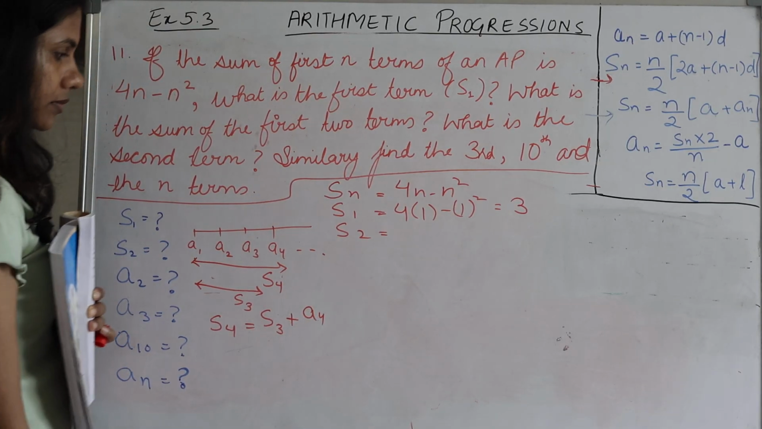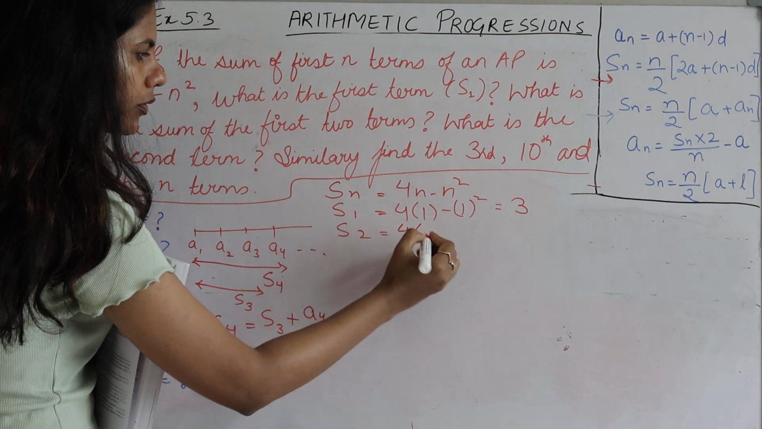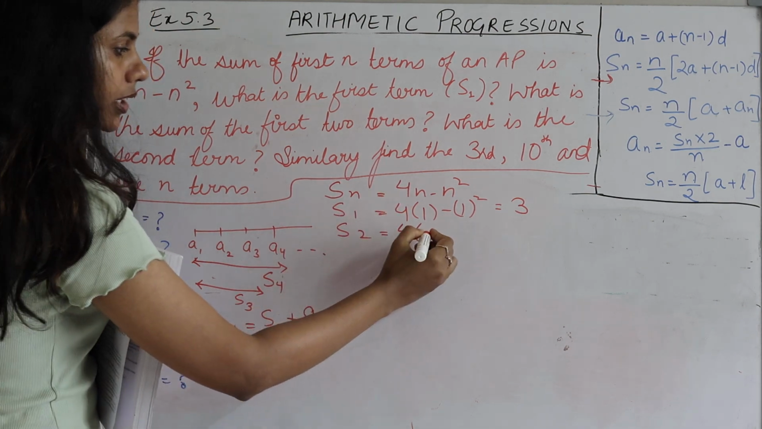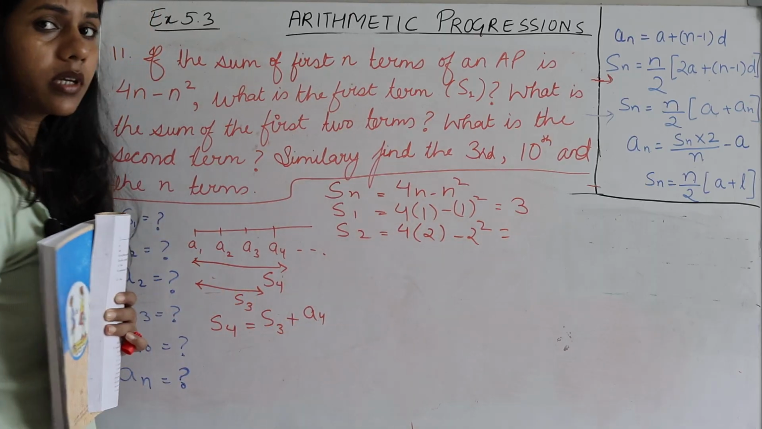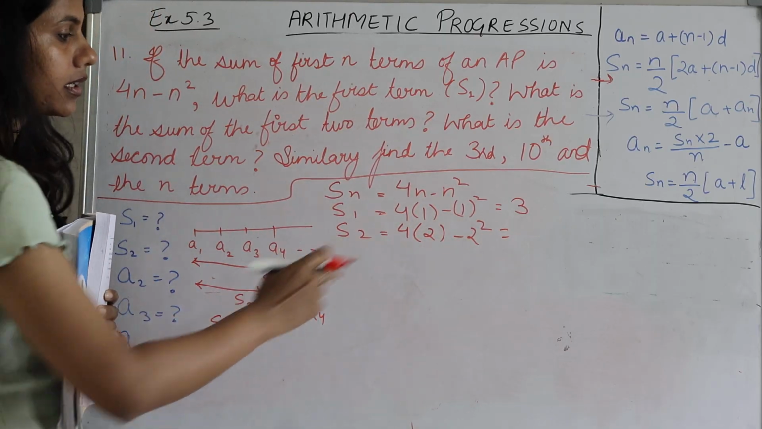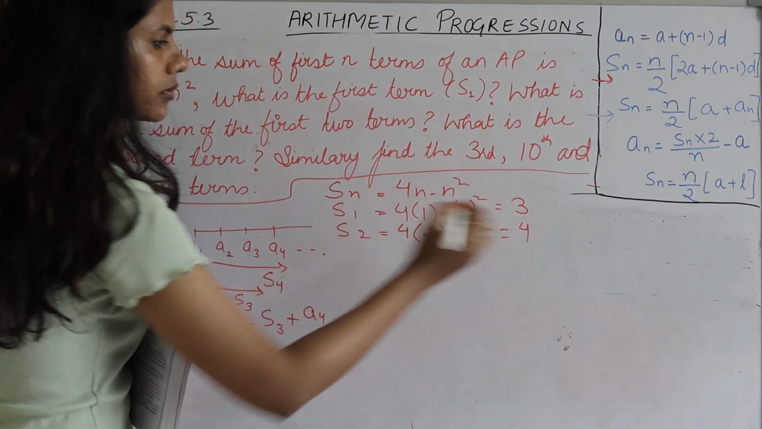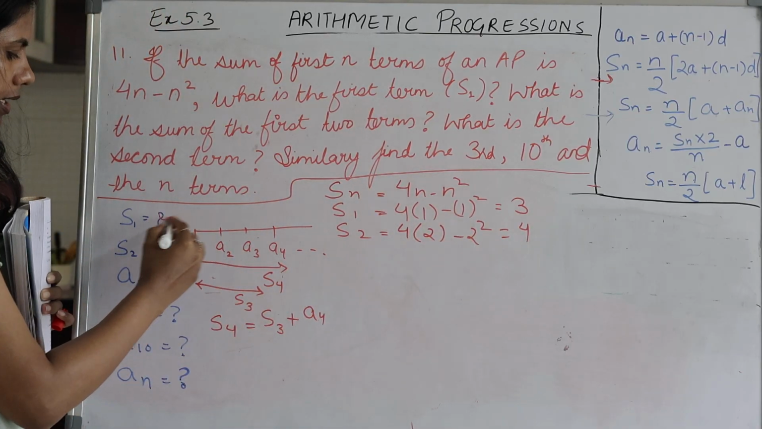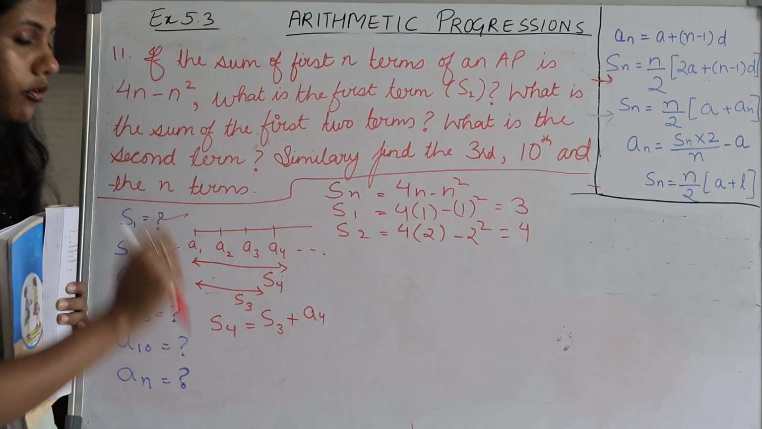So S2 here we will again find out: 4 times 2 minus 2 square. What it will be? 4 times 2 is 8, minus 2 square, 4. So it will be 4. We found out S1, we found out S2 now. Now we have to find out A2.